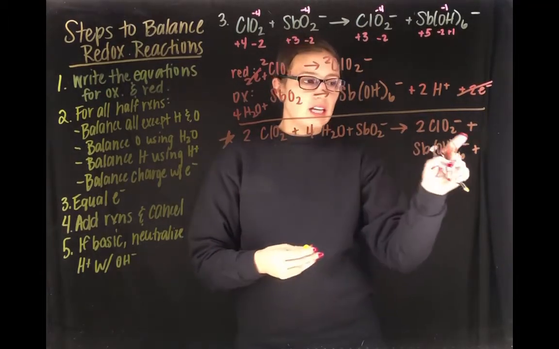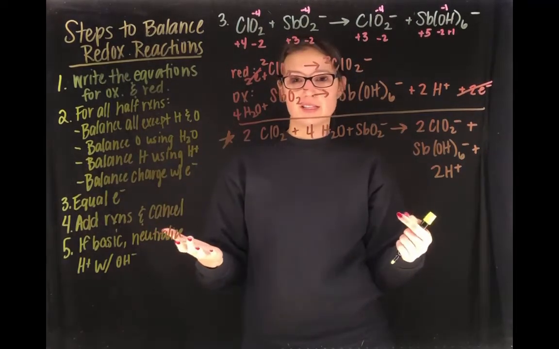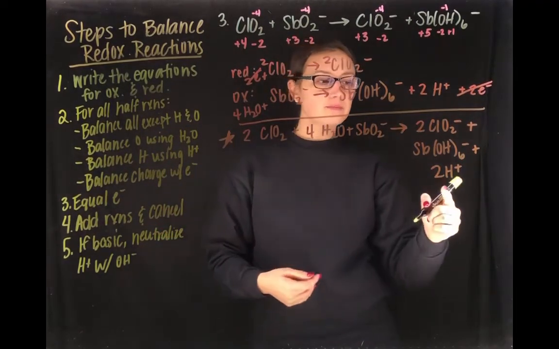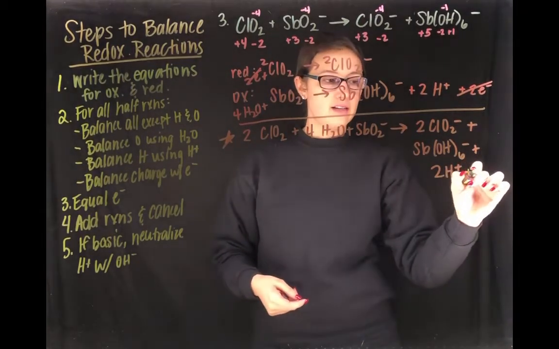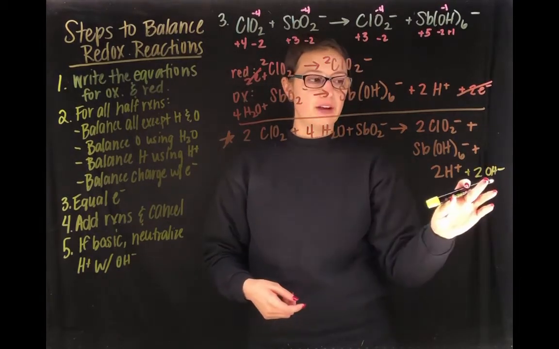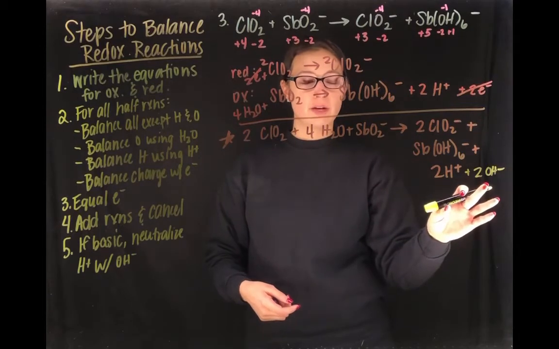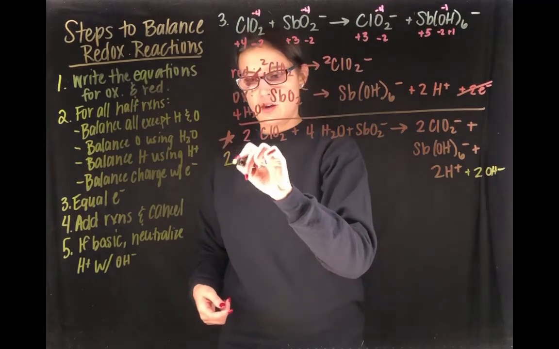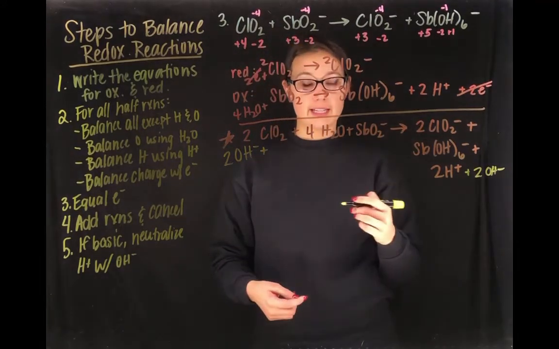So if we look at this, we see H+. Well, if it's basic, you can't have H+ because H+ tells you that it's acidic, which means I have 2 H+. I need to neutralize that using 2 OH-. Now, if I added 2 OH- to the products to neutralize the H+, then I also need to add 2 OH- to the reactants.